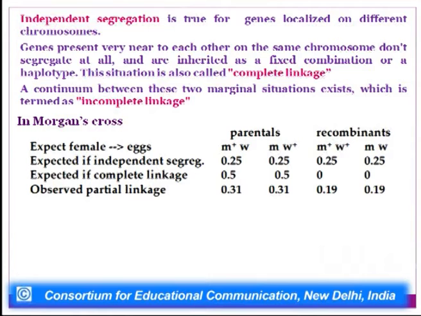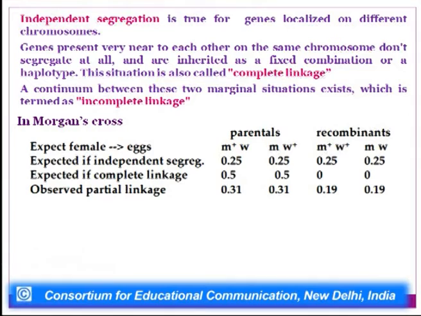For example, in Morgan's cross, which we just saw, the female will produce gametes, or the eggs. The parental combinations will be M plus and W. So M plus is again the wild type, normal wings, whereas the small w is the white eye color, and there will be M and W plus, the miniature and W plus, and the recombinants would also be there. If there is independent segregation, then there is an expectancy of 0.25 of each of the parentals and each of the recombinants, as we were talking about. So there should be 50% parental phenotype and 50% recombinant phenotype.